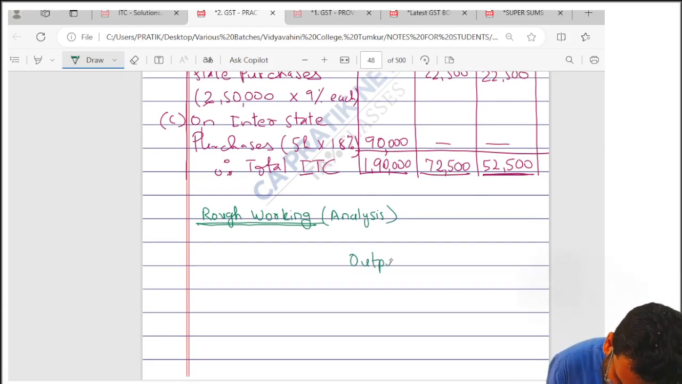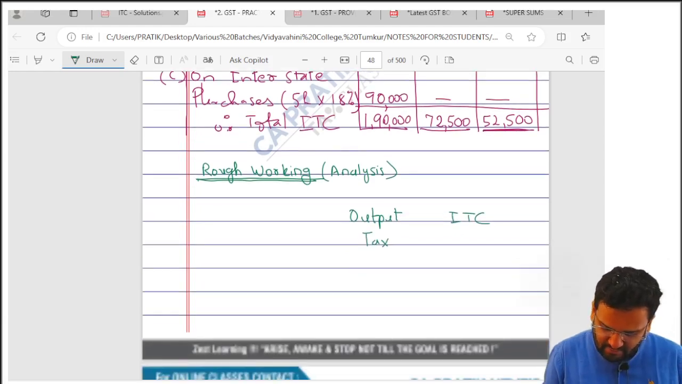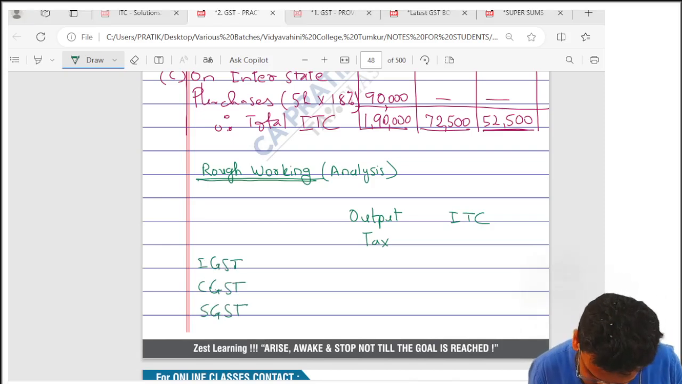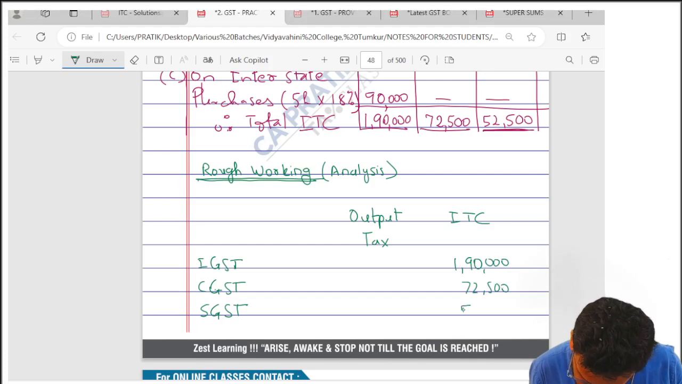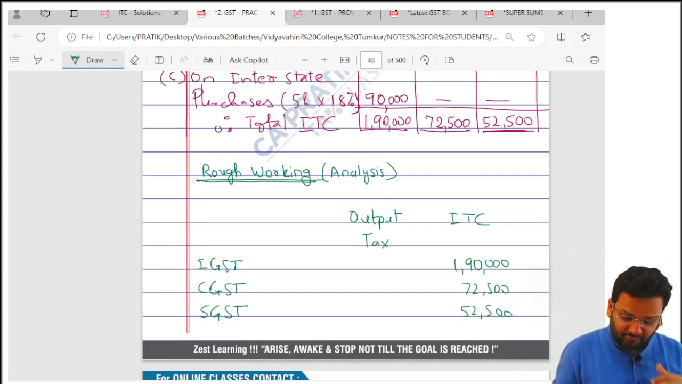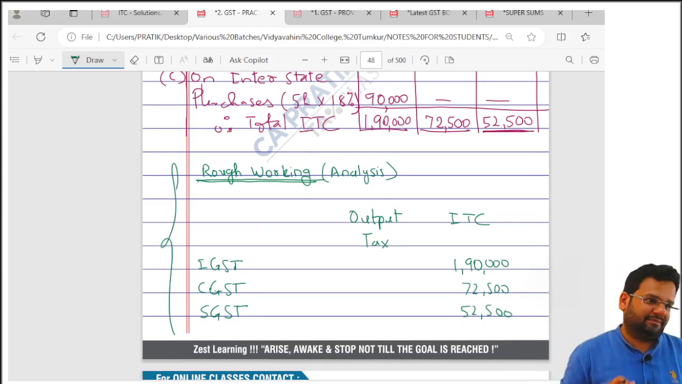If I think about my output tax and my ITC, my ITC of IGST, CGST and SGST, what is it? 1,90,000, 72,500 and 52,500. Agreed? Because there is a huge possibility that if you don't do this analysis, you will mess up.